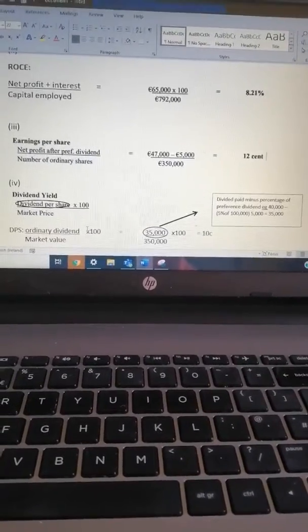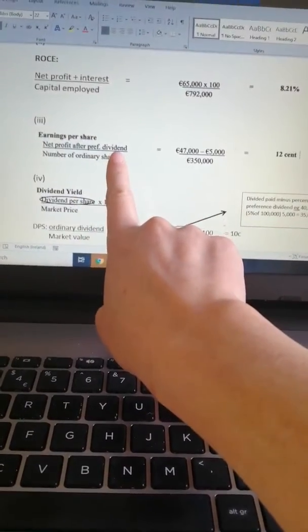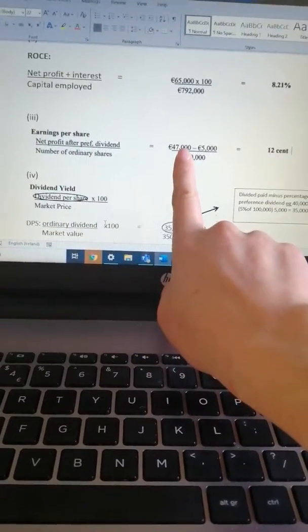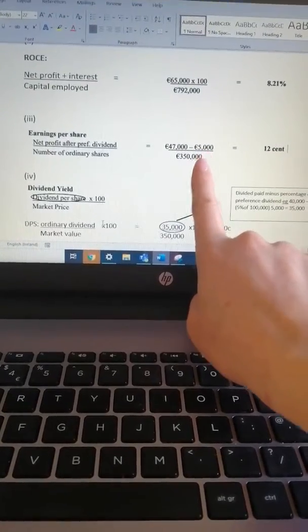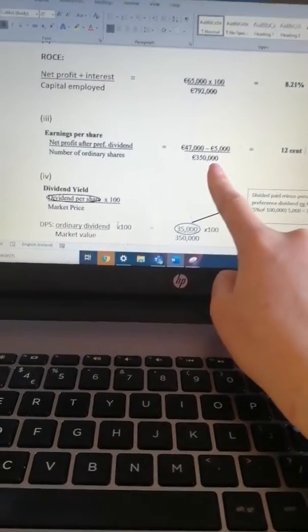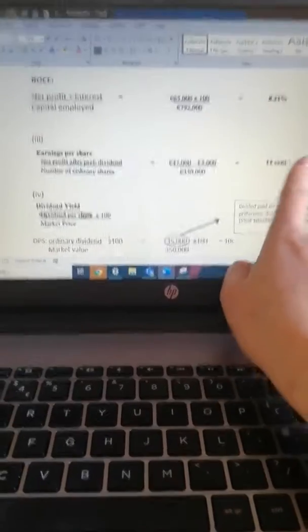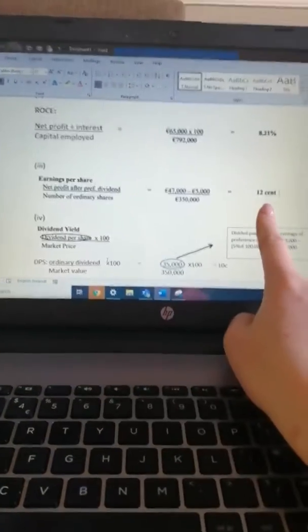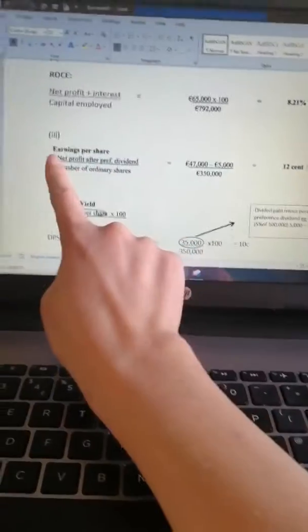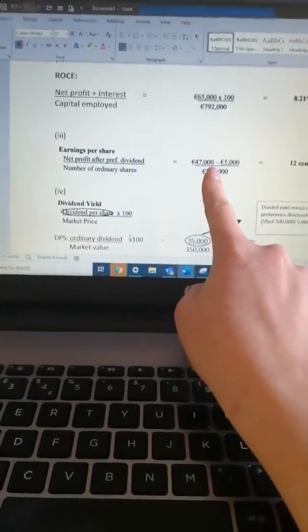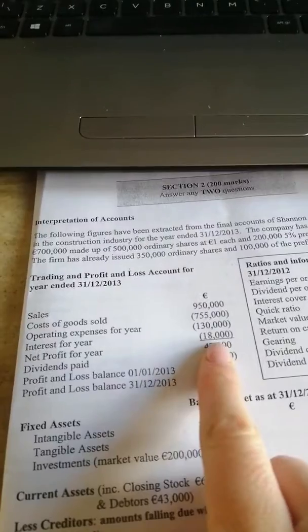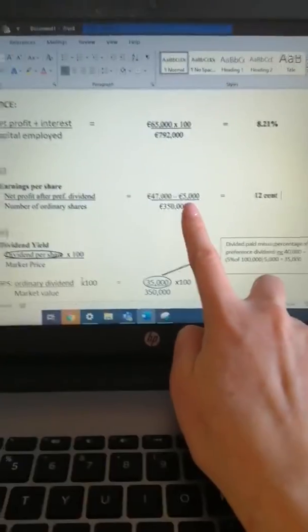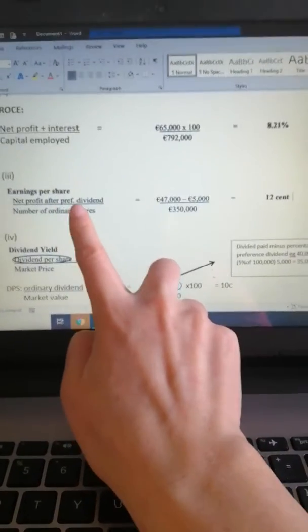Earnings per share then, we have our net profit after preference dividend. So our net profit minus our 5,000 over 350,000 ordinary shares. Now, this one is one that you may struggle with, okay? So your net profit is 47,000 in the question. We can see our net profit for the year is 47,000, okay? But you may wonder where the 5,000 comes from, the preference dividends.